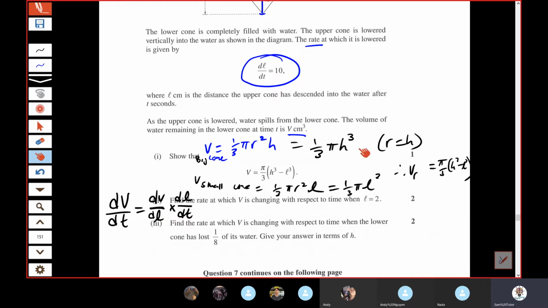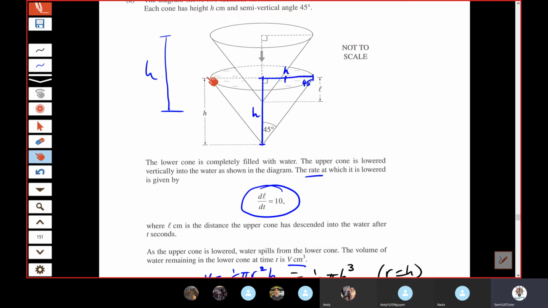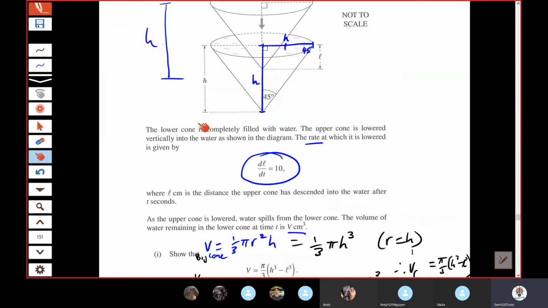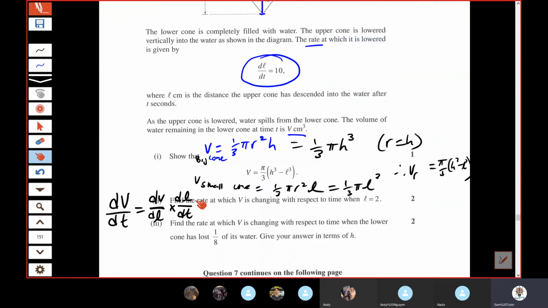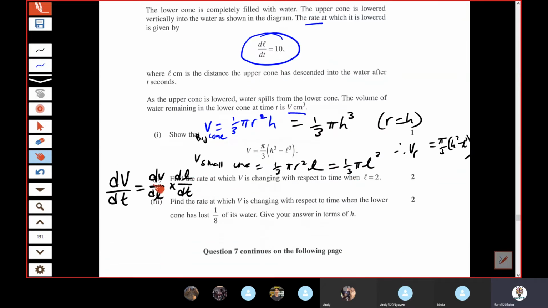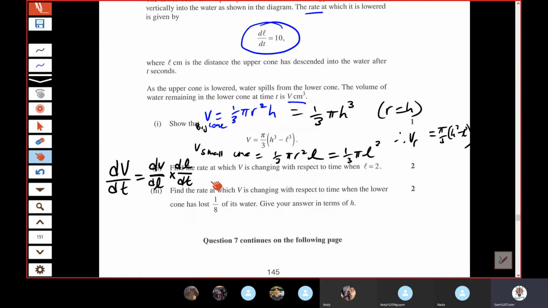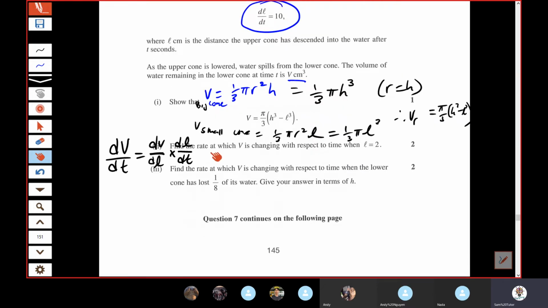You're just going to differentiate this guy here, where h is a constant, because h doesn't change, does it? Does the height change of your original volume? No. Does L change? Yes. L is the thing that's getting dropped down. L is the distance the upper cone has descended. So L is your variable, h is just a constant. All right, good luck. I'll let you guys try part double I without me interfering first.